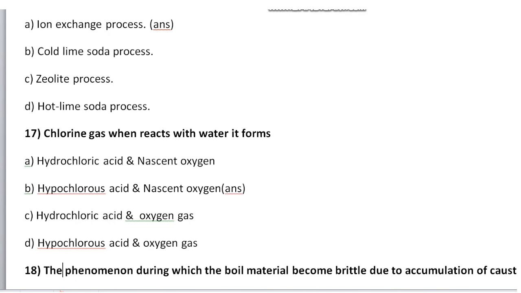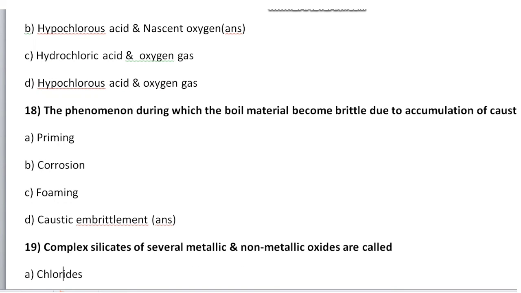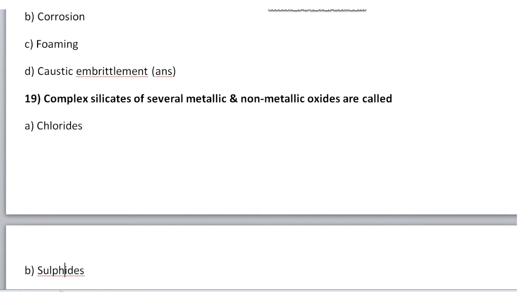Then question number 17: chlorine gas when reacting with water forms what? It forms hypochlorous acid and nascent oxygen, and this nascent oxygen kills germs present in water. This process is known as chlorination. The phenomenon during which the boiler material becomes brittle due to accumulation of caustic soda is known as caustic embrittlement, because caustic soda is used in this process.